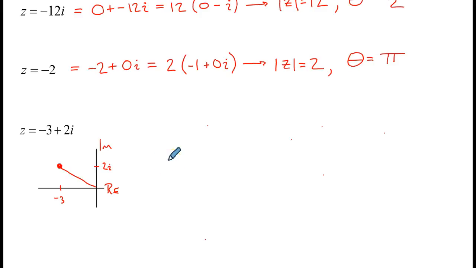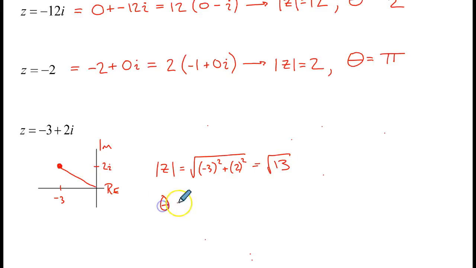So my modulus is going to be equal to the square root of negative 3 squared plus 2 squared. It's going to be 9 plus 4, which is 13. Square root of 13. There's your modulus.